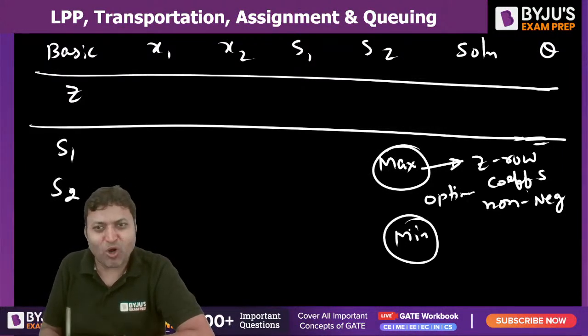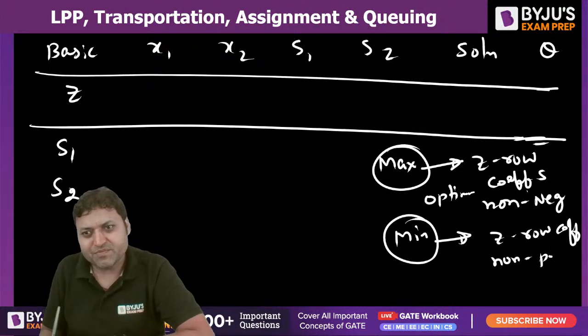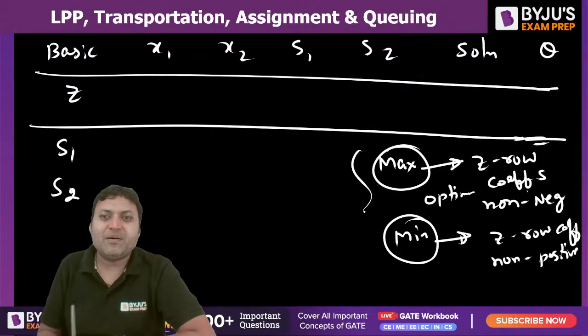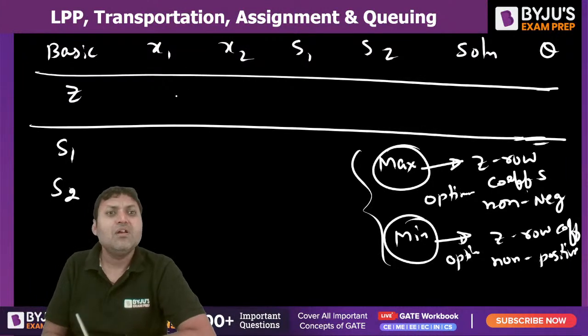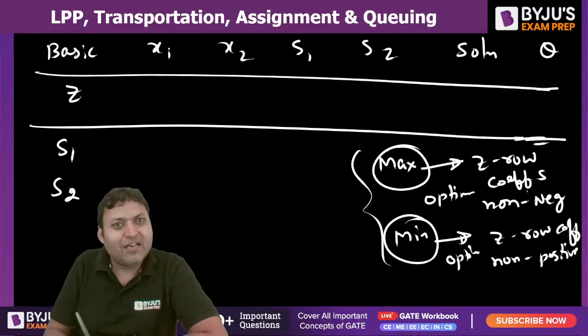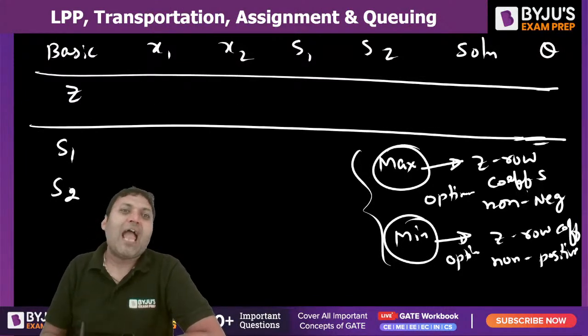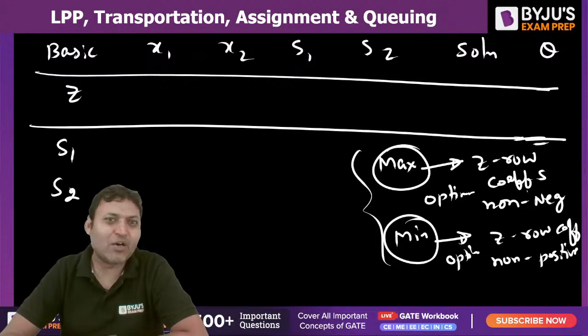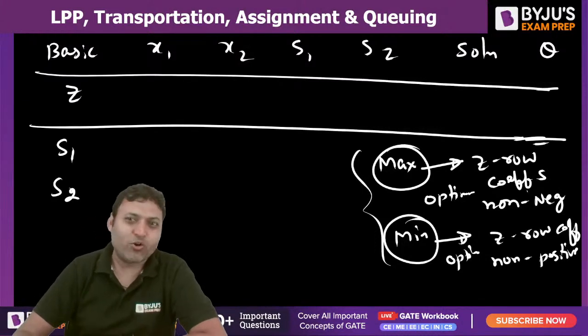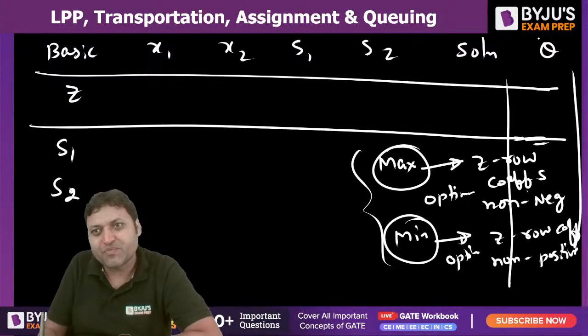And for a minimization problem, when all the Z-row coefficients become non-positive, then it is the optimum solution. So how do we find the entering variable? For maximization, the entering variable is the non-basic variable having the most negative Z-row coefficient. For minimization, the entering variable is the one having the most positive Z-row coefficient. And how do we find the leaving variable? The leaving variable is decided by the ratio theta.